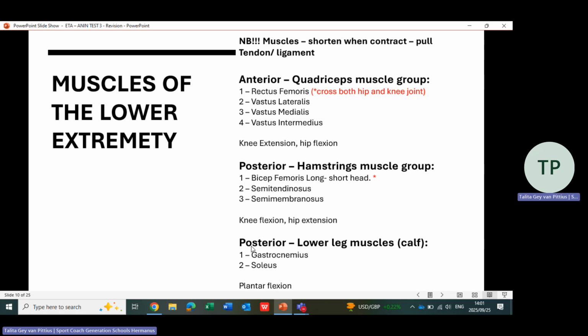You need to know what the muscles of the lower leg are, all right? On the posterior part of your lower leg, it's your calf muscle, and the calf muscle consists of two muscles, the gastrocnemius and the soleus, all right? And these two muscles together cause plantar flexion. So you need to know what plantar flexion means. How does it look?